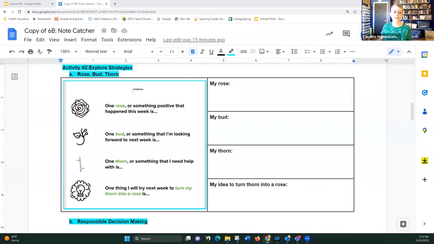Waiting for some messages in the chat. We had a wonderful day in our classroom celebrating St. Patrick's Day with different activities. Ooh, what fun, Christy. Thank you for sharing. Other roses.